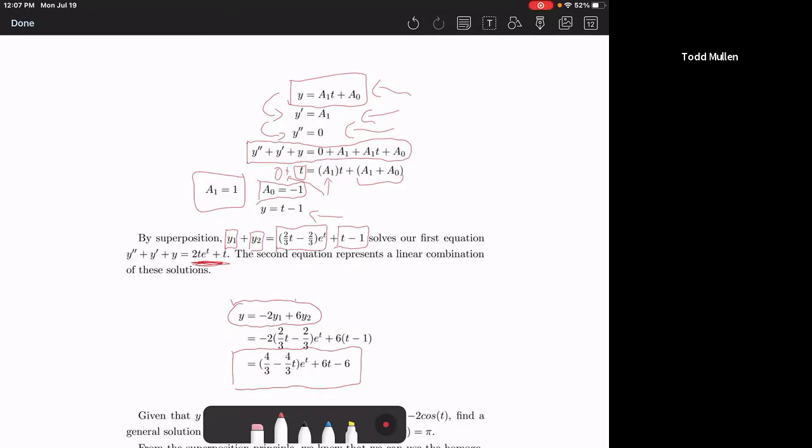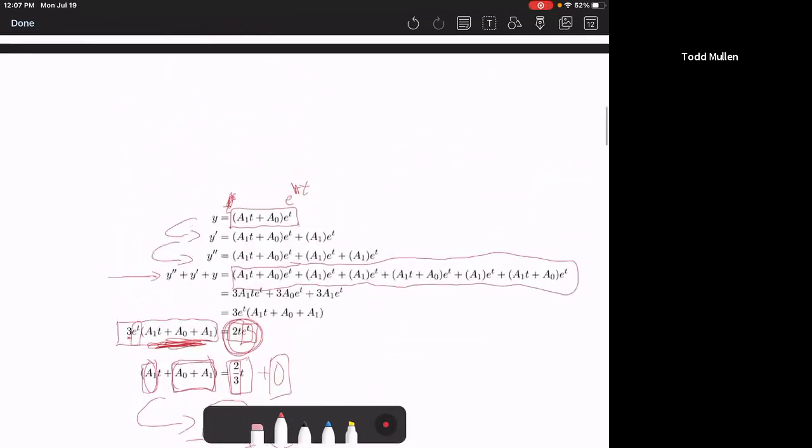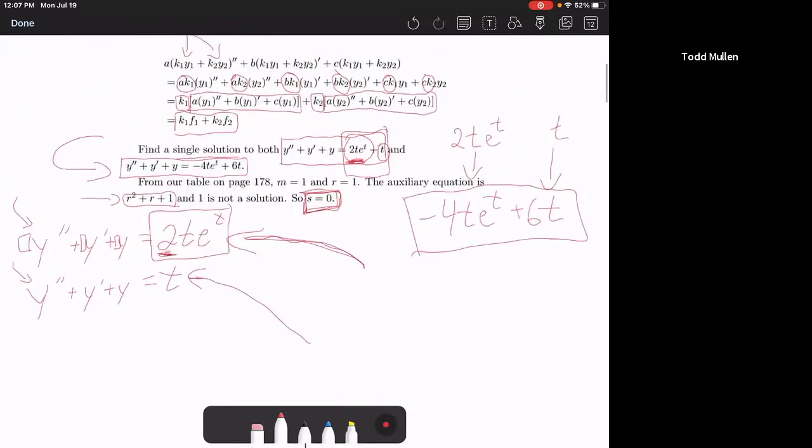Once again, I'll remind you where the 6 and the negative 2 came from. If we go back to the original statement of the problem, we showed that if you multiply this by negative 2 and this by 6, you take a linear combination of things we already know the solutions to solve for the problem that we've been asked, where we set it equal to negative 4t e to the t plus 6t.